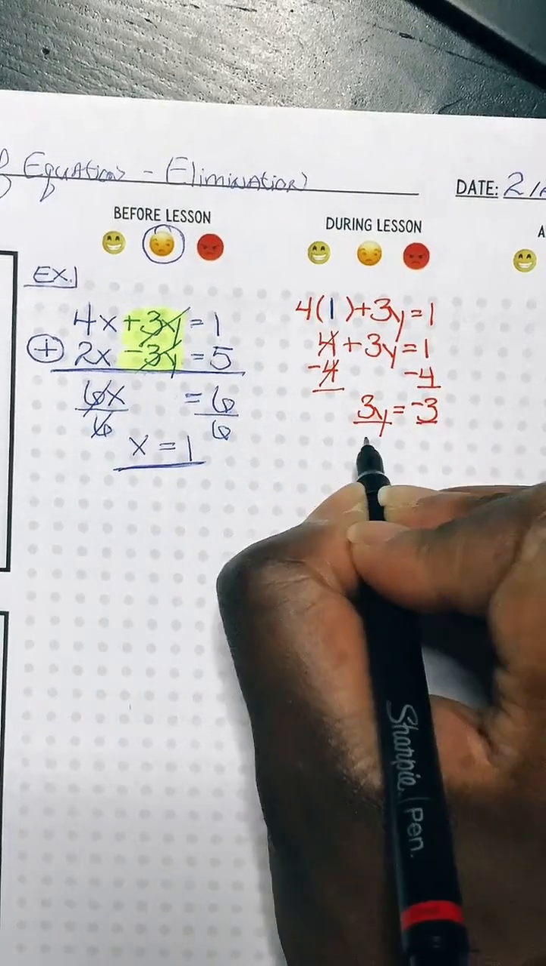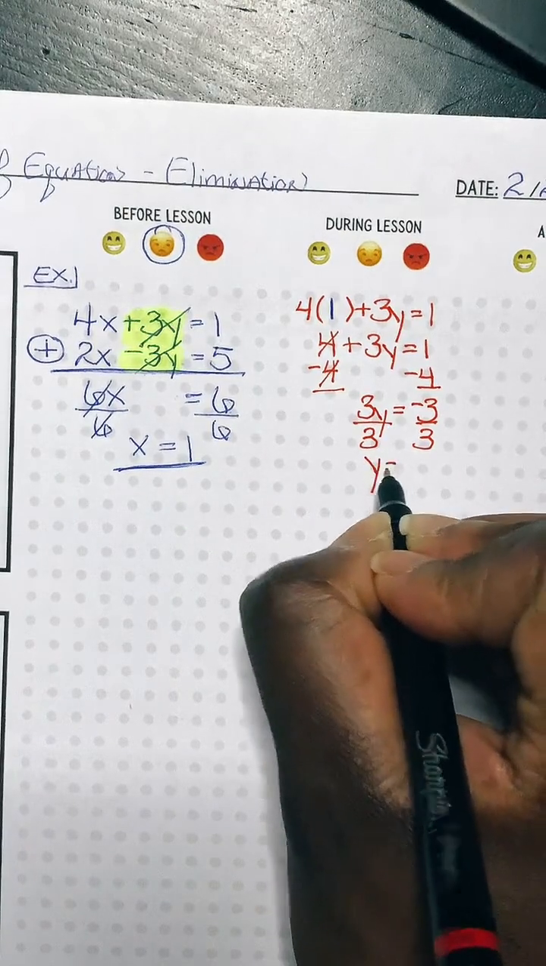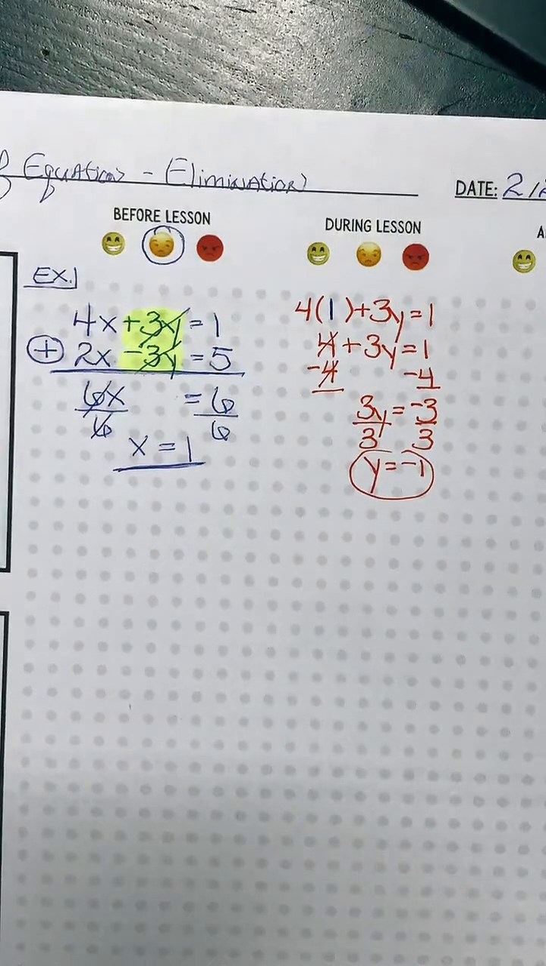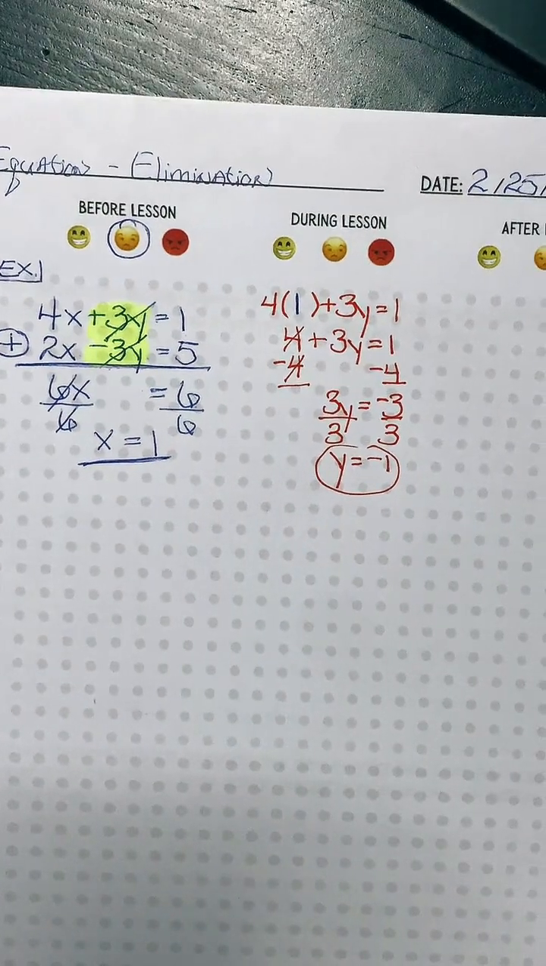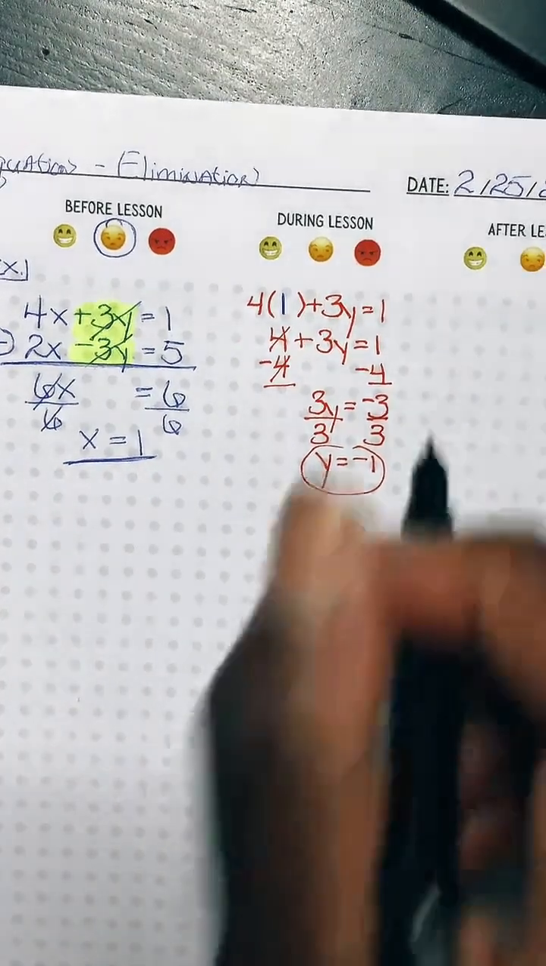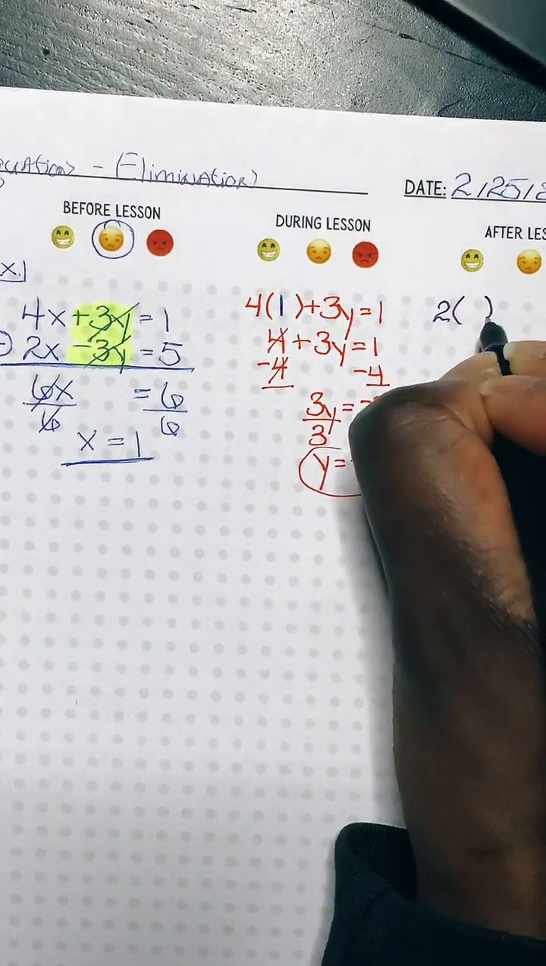So if I divide both sides by 3, I get y is equal to negative 1. So as I mentioned, I'm just going to do this for display only, okay, just so you can see the difference. So I will use the second equation so you can see that you're going to get the same answer.